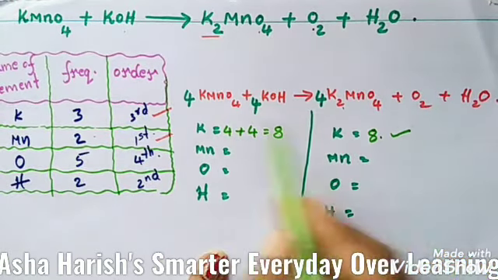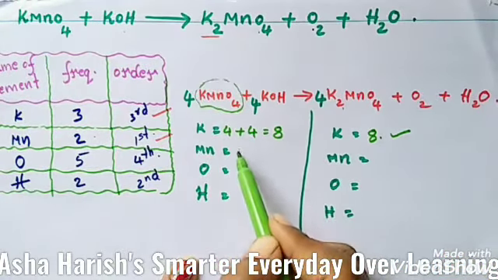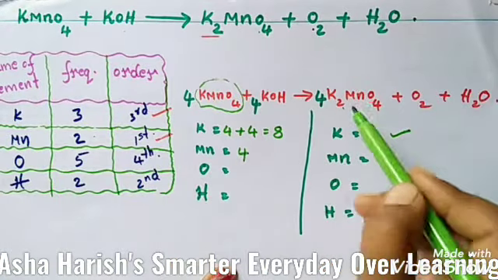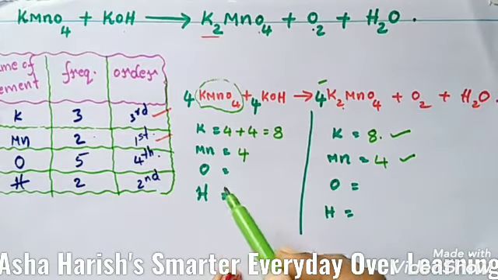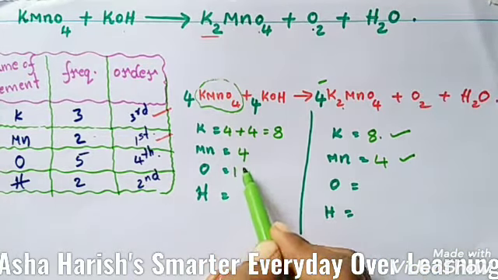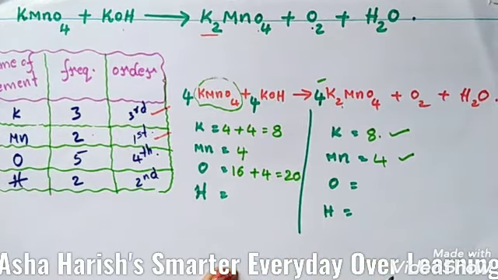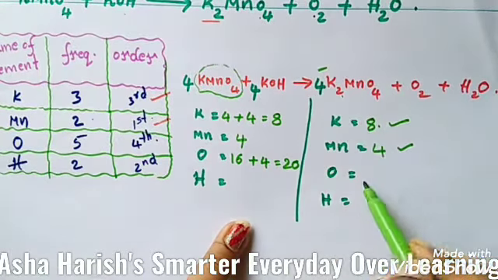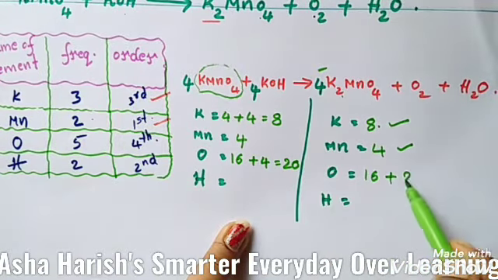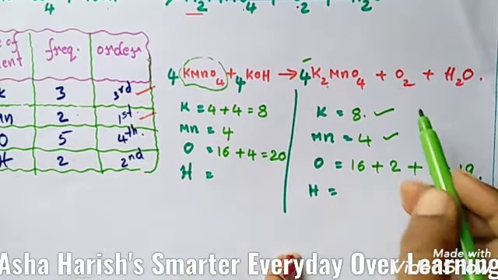Coming to manganese, students, this 4 belongs to this entire compound, okay. So manganese is also 4 here, and in the product side manganese is also 4. Now manganese is balanced. Now oxygens: here 4 4s, 16 plus 4, so 20 oxygens came in the reactant side. And what about the product side? Here 4 4s, 16 plus 2 plus 1, 18 plus 1, only 19 came in the product side.